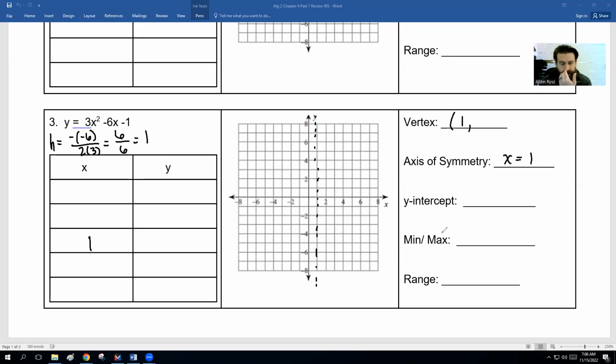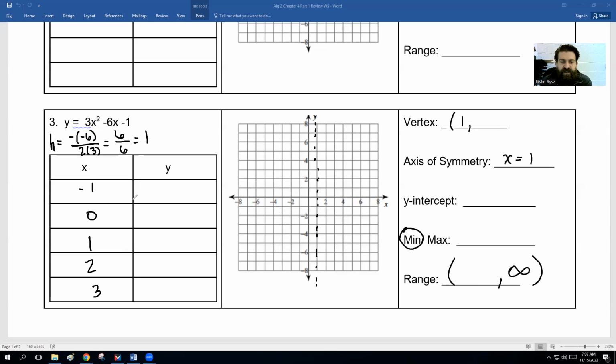A couple other things we can note here. We don't know the y-intercept, but we'll find it out on our table because we'll have to do 2 and 3, 0, -1. We would have a minimum because a is positive. And because we have a range, we know it's going to go with a minimum. It's going to go something to infinity.